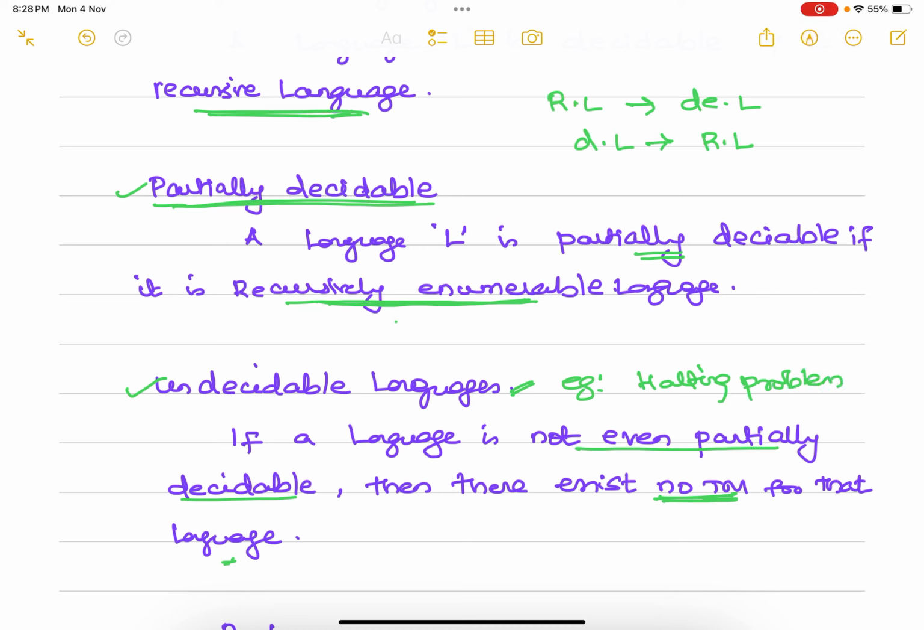What is the halting problem? The problem is, given an input string x, check whether x halts for a Turing machine. That is undecidable. That is what is called the halting problem. It was proved to be an undecidable problem.